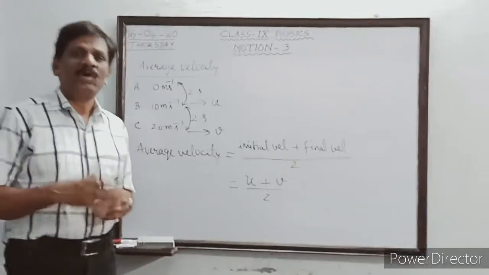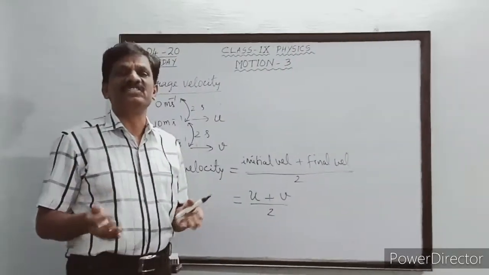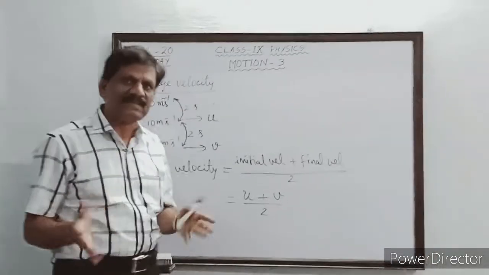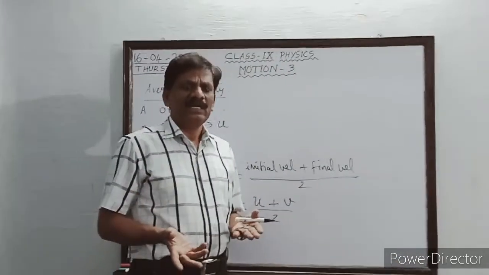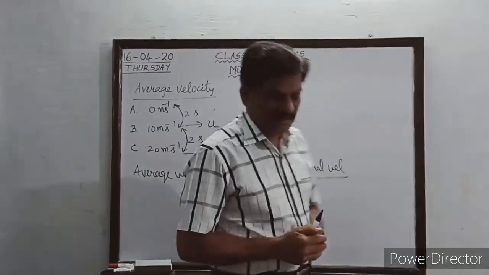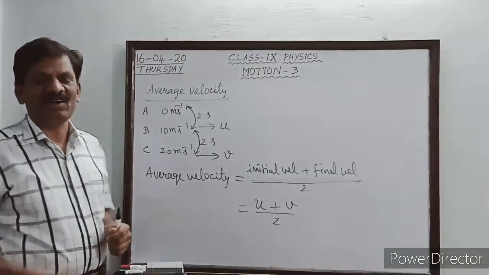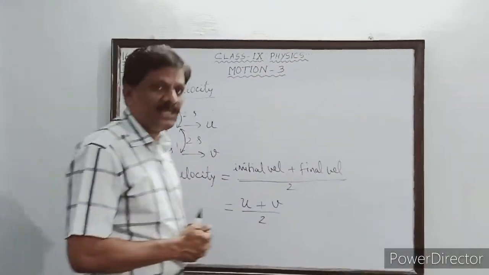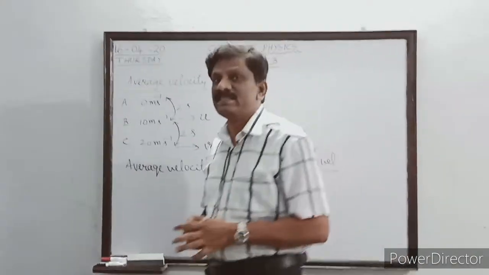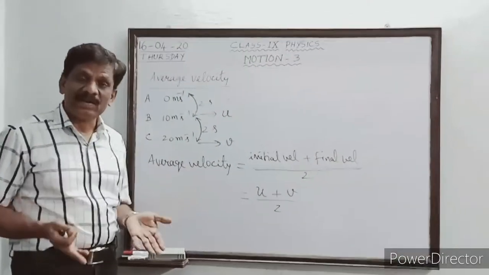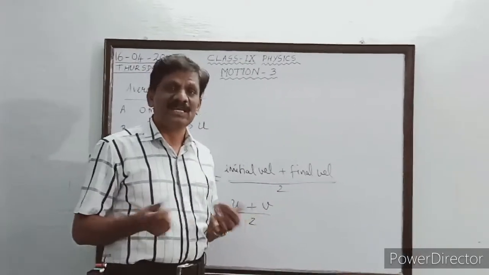Then a body is said to have uniform velocity when its displacement changes by equal amounts in equal intervals of time. If the same displacement is changing in unequal amounts in equal intervals of time, then its velocity is said to be non-uniform. But what is a better way of defining non-uniform velocity? A body is said to have non-uniform velocity when its displacement changes by unequal amounts in equal intervals of time. Yes, in different direction. Its direction also may change.